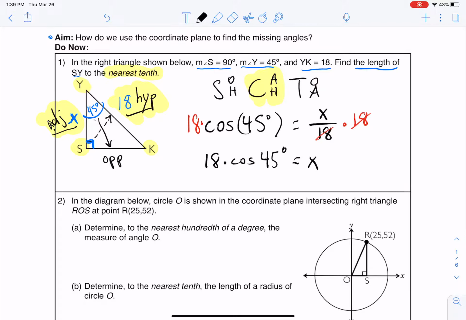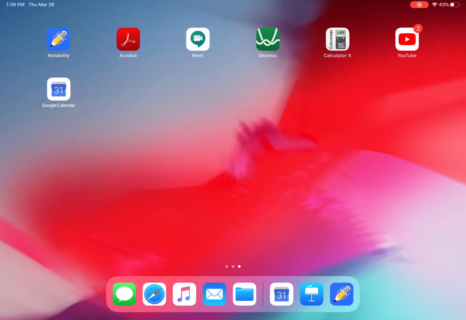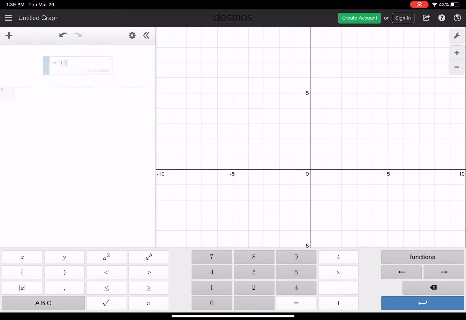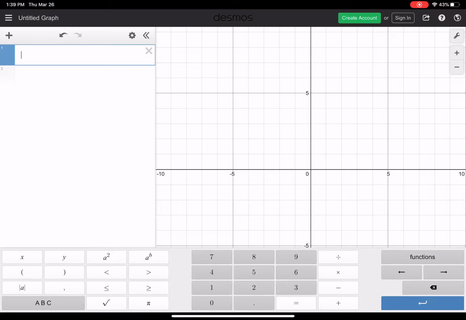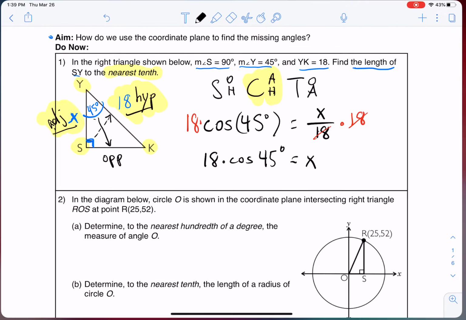And from here, I really need to turn to my calculator. So I'm going to switch over to Desmos. All right, again, I need to make sure I'm set into degrees. So I press on the wrench. I'm set in degrees, so I'm good to go. So I'm just going to type in 18, go into the functions menu, hit cosine, and then type in my 45 for my 45 degrees. And I get 12.727. Let me go back to our notes here.